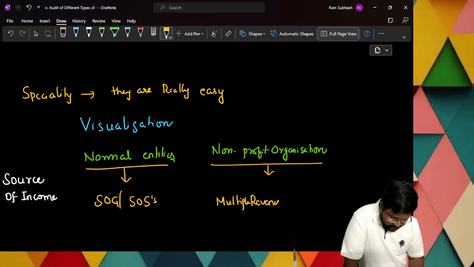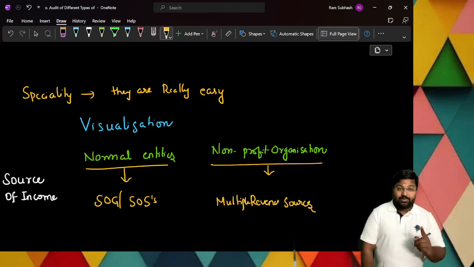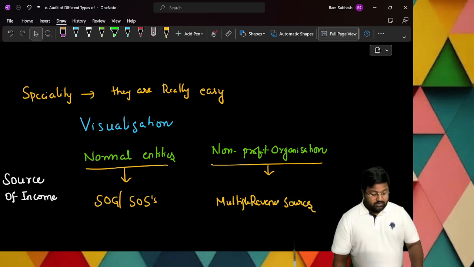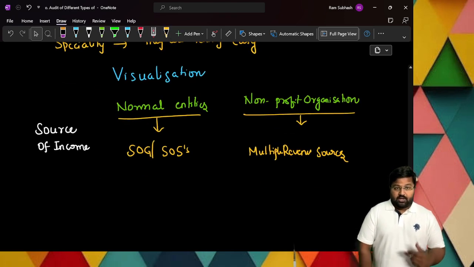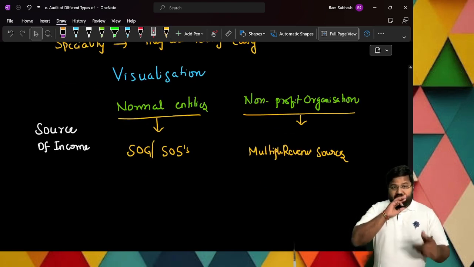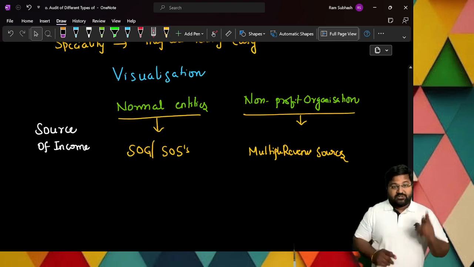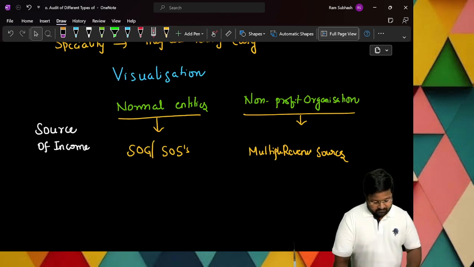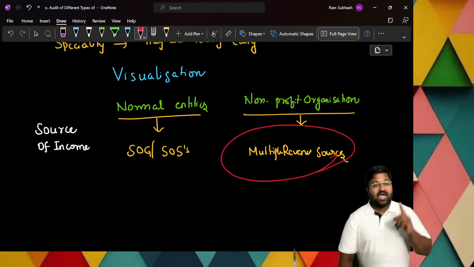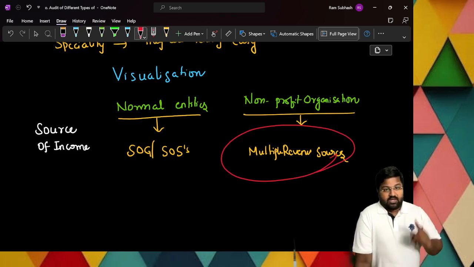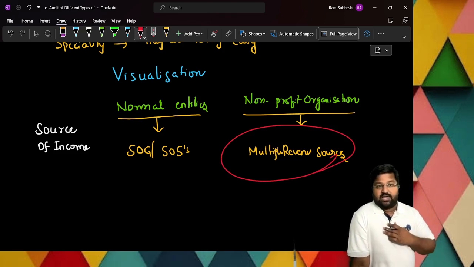Multiple revenue sources. Now, they will be having multiple revenue sources. So if we are appointed as an auditor for special audits, then we should have thorough knowledge of these multiple sources of revenue. I should have good knowledge of them. If I have good knowledge, the audit is really a cakewalk.